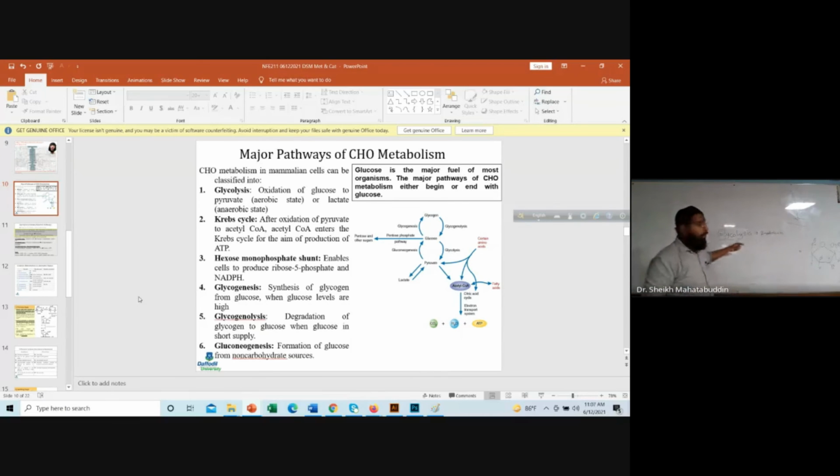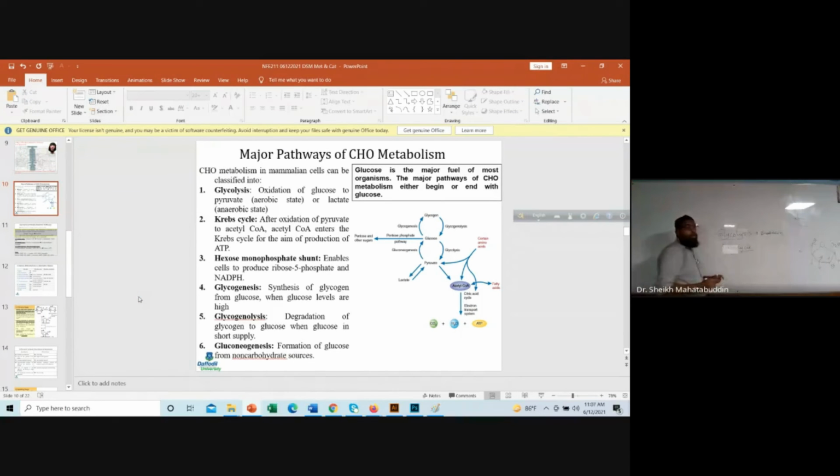And then we said aerobic gives pyruvic acid, anaerobic gives lactic acid. How can we remember lactic acid? By the runner. When we run, lactic acid is formed. That means anaerobic should give lactic acid, and aerobic should give pyruvic acid. And then we have the acetyl, the Krebs cycle, where acetyl-CoA enters the Krebs cycle.